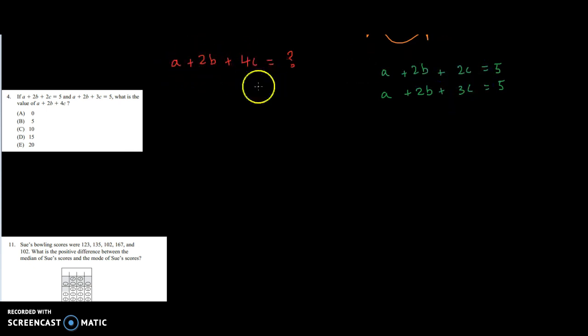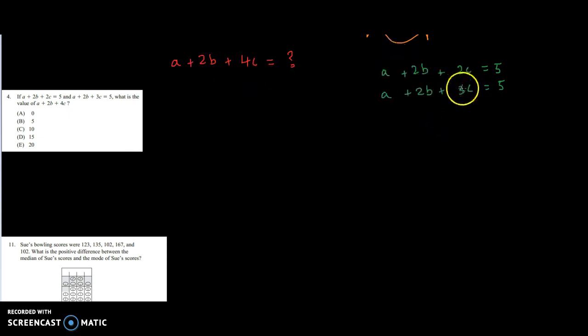On the SAT, you look at this and you think, oh, I've got to figure out what A is, what B is, what C is, and then plug all those things in and solve for it. That's almost never the case. There's almost always a way that you can combine these things together in such a way that you end up with this right here.